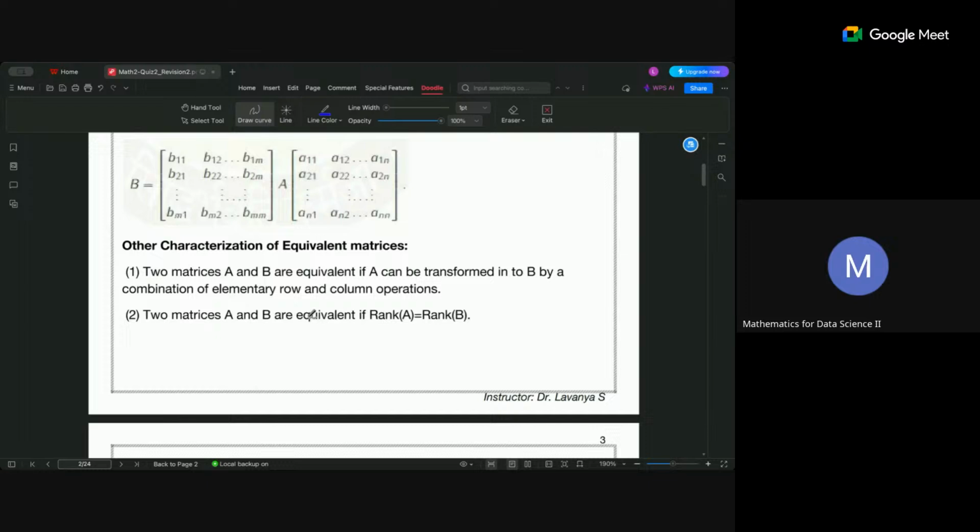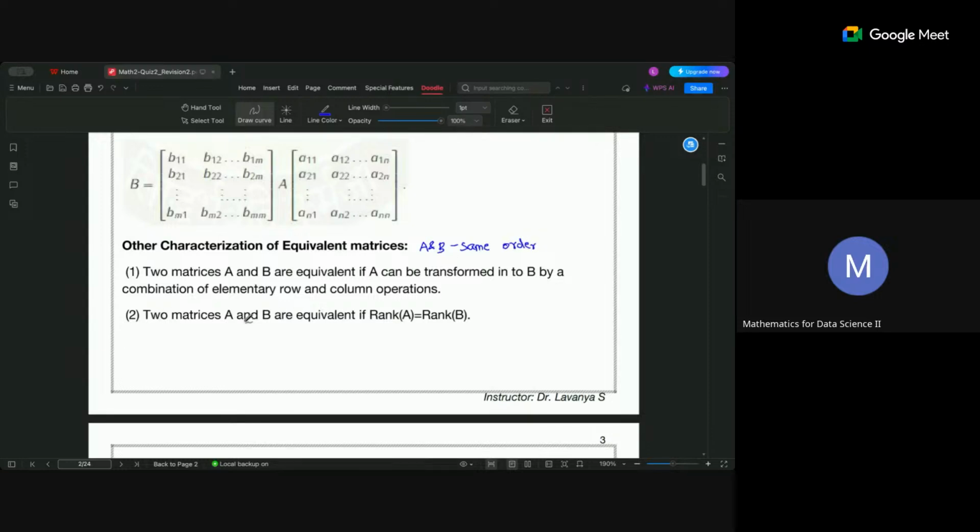Two matrices A and B are equivalent if the rank of A is equal to the rank of B. So you take any two matrices, first of all, remember A and B should be of the same order. Just because the rank is the same, the matrices cannot be equivalent. Remember, they should be of the same order, then only you can define the equivalence relation.